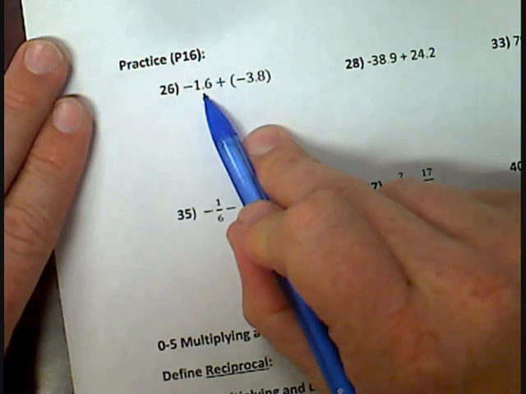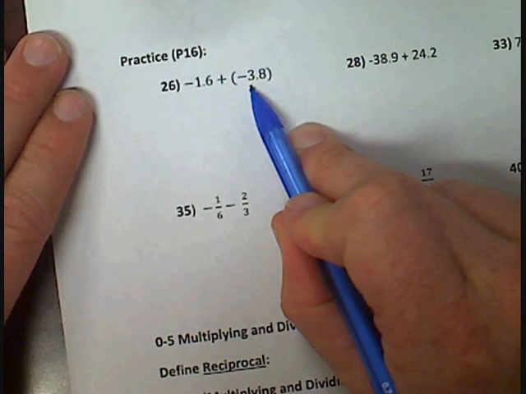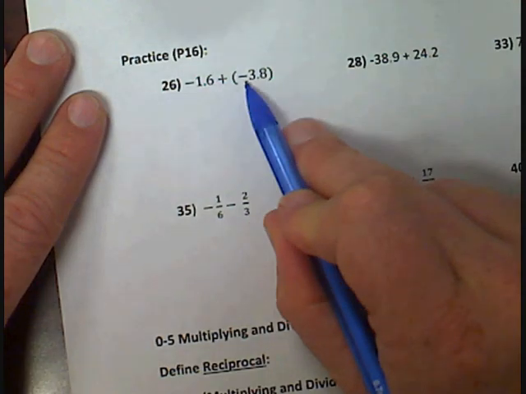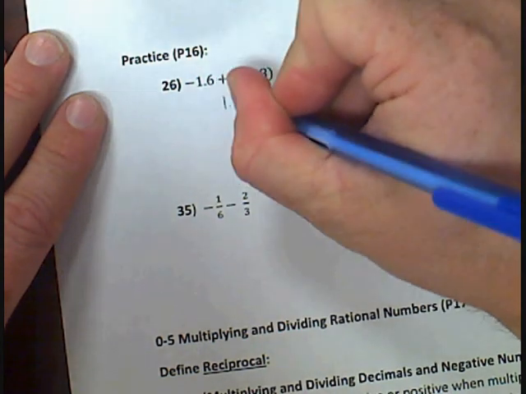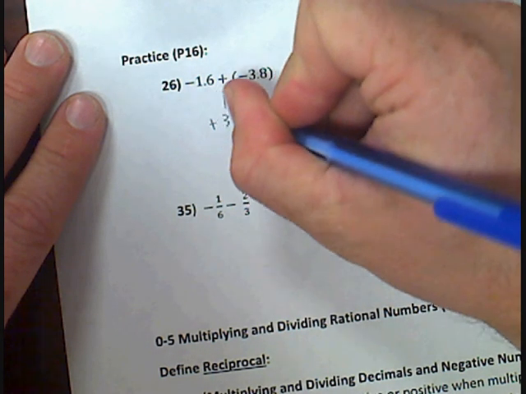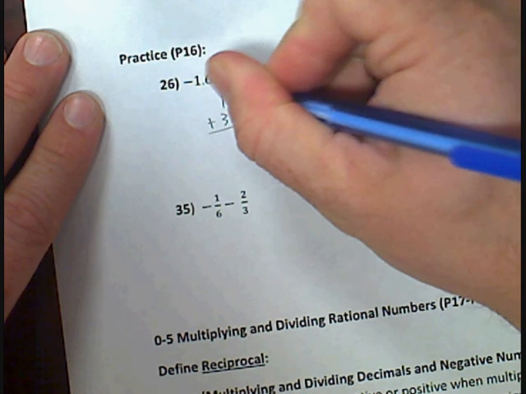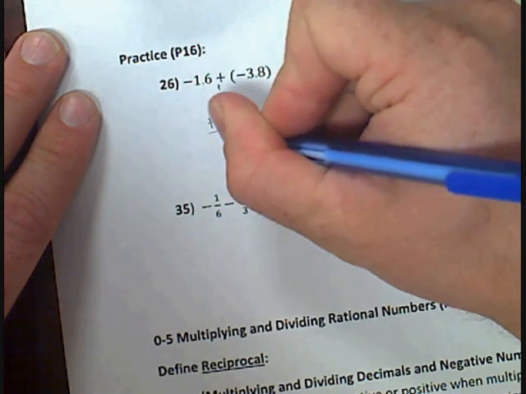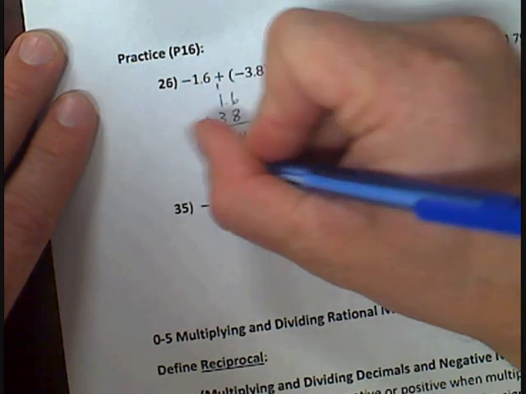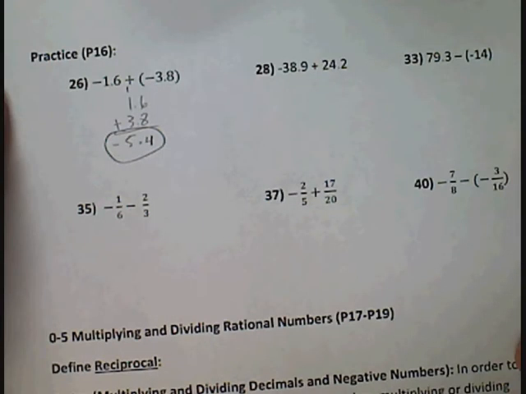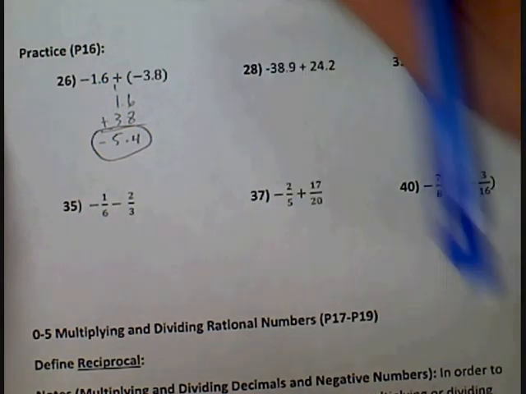Debt 1.6 plus debt 3.8. Same signs, add and keep. 1.6 plus 3.8, 14, 5.4, negative. Pause the video and try.